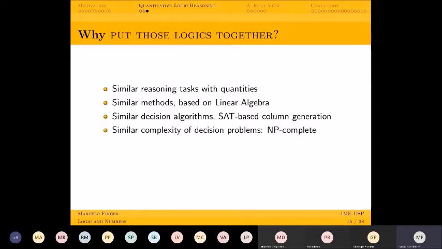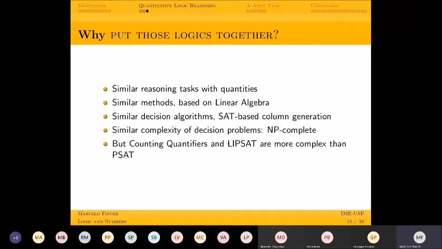For those fragments I mentioned, they have similar complexity decision problems, but quantity quantifier and Lukasiewicz probabilistic SAT are more complex than PSAT, even though they are all NP complete. And SAT is even simpler than that. So there is a hierarchy of complexity within the NP class. So these problems, there is a building up of complexity, even within the NP complete class.